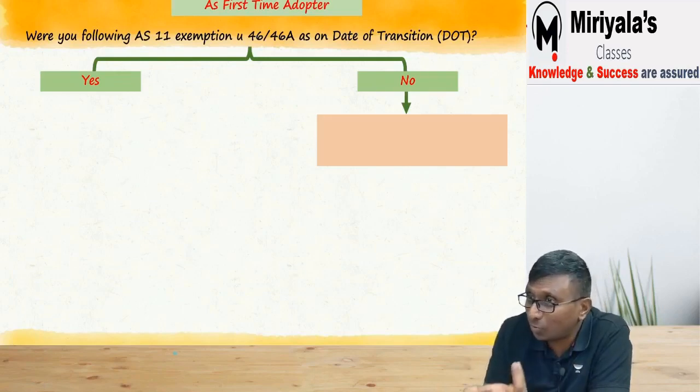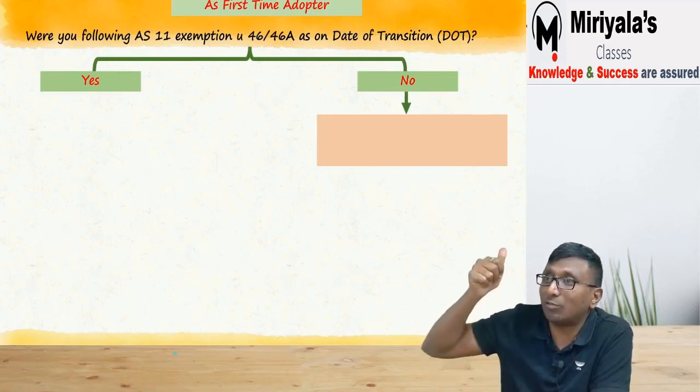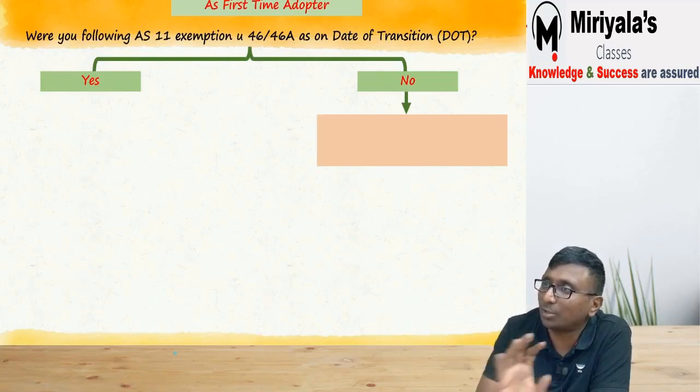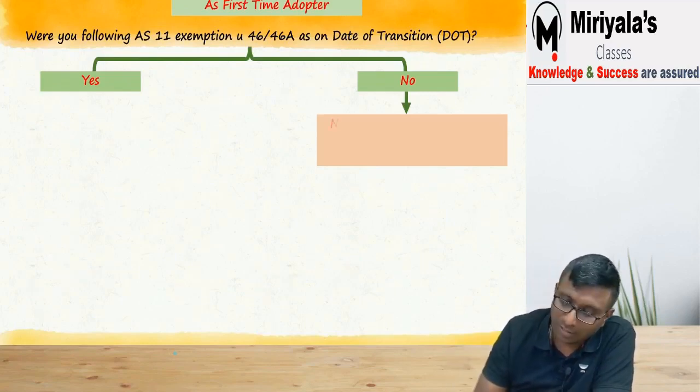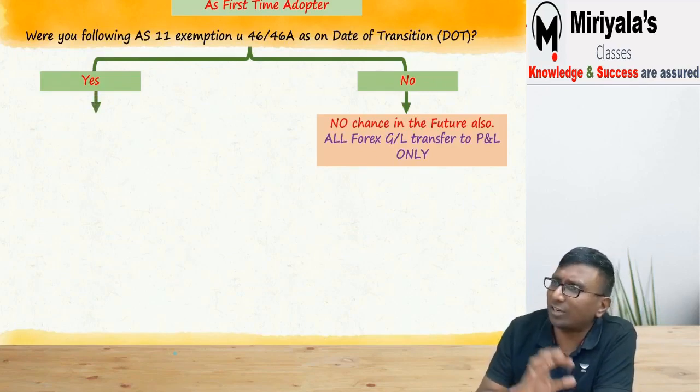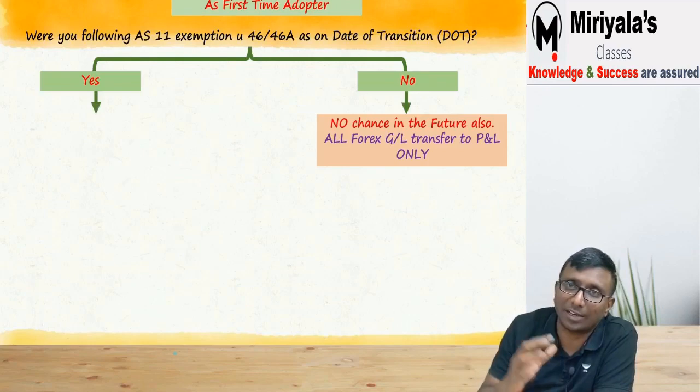Anyhow, you did not follow it. Now you cannot say you want to follow it now. On the last day, 31st March 2023, you cannot say you want to follow it now, retrospectively or prospectively. These are all rubbish; it is not allowed. So there is no chance at a future date. All the foreign exchange gain or loss should be transferred to profit and loss only. That is the only concept internationally.